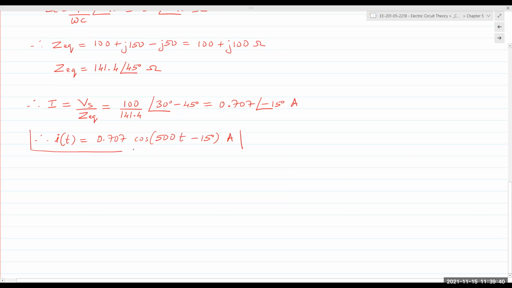So the point is that you should pay attention to the problem statement. Pay attention to what is being asked of you. Otherwise, you end up losing points, even though you had the correct answer. If it asks you for the phasor current I, then you can leave your answer in this form, 0.707 with the angle of minus 15. If it asks you for lowercase i or i of t, then yeah, the final answer has to be in this form.